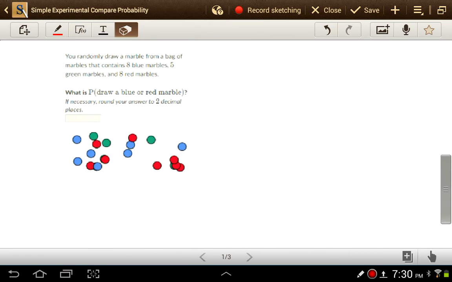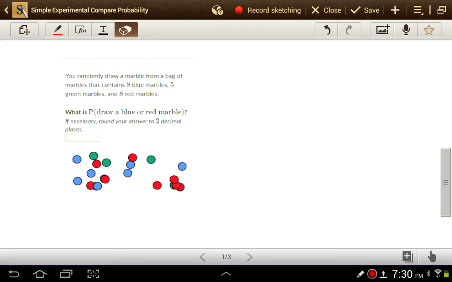In our first example, you randomly draw a marble from a bag containing 8 blue marbles, 5 green marbles, and 8 red marbles. What is the probability that you draw a blue or red marble? So that's our favorable outcome. First we're going to figure out the favorable outcome. That's going to be blue and red. So we have 8 blue and 8 red, that is going to be 16 total marbles. So we have 16 favorable outcomes. The total number, we're going to add them all up. So we'll add the 5 green ones, and there's 21 total outcomes.